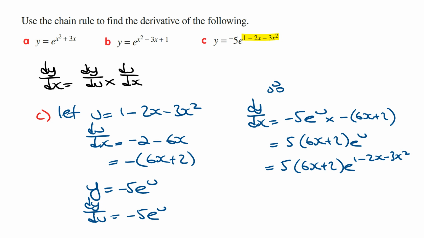And that's it for these three examples of using the chain rule to find the derivative of exponential functions.